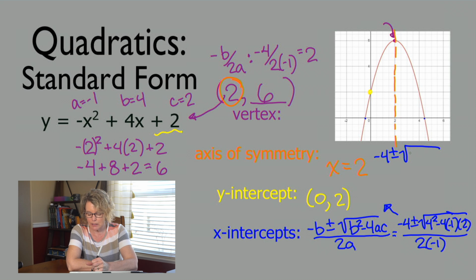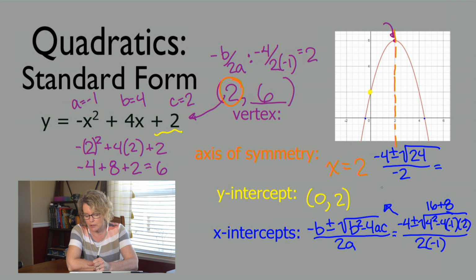I have 16, let's see, we can just put it here. 16 minus minus, that's going to give me a plus 4 times 1 times 2, which is 8. 16 plus 8 is 24. That's what goes under my square root. On the bottom, I have a negative 2. So we could simplify this out, or we could stick it into a calculator, which is what I did, and we're going to get 2 answers.